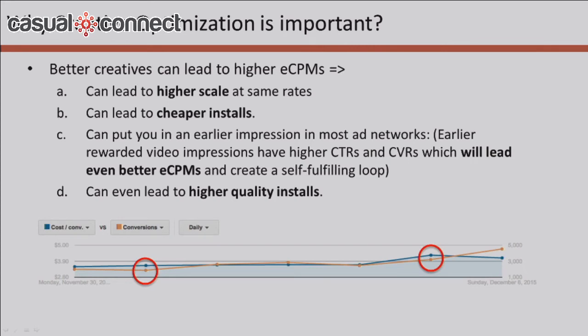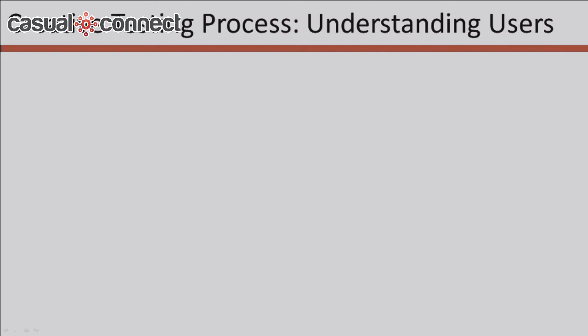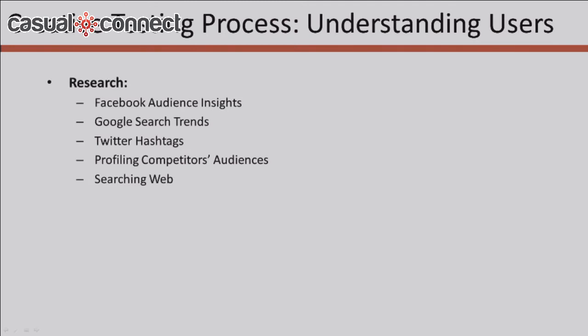And the second push was just changing another creative that further increased the scale, decreasing the price of the install. So how does the whole process work for us? We start from understanding the users.